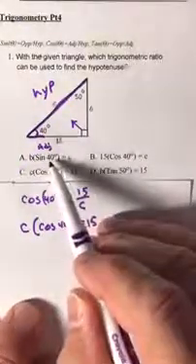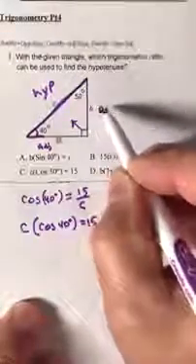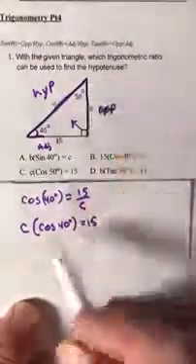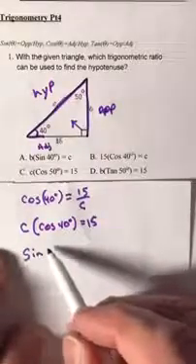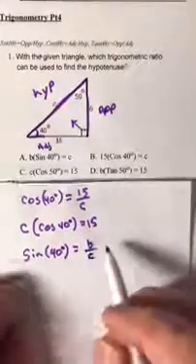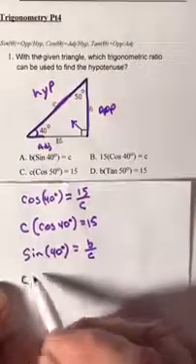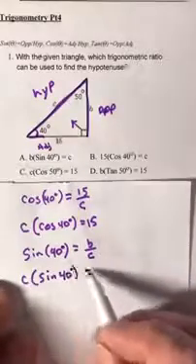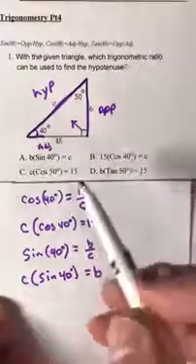To use sine, I have an opposite and the hypotenuse. So this would be the opposite. So that would be sine 40 degrees is equal to b over c, and then to get rid of this fraction, you take the denominator, move it to the opposite side of the equal sign. So c times sine 40 degrees is equal to b. Okay, that's incorrect.